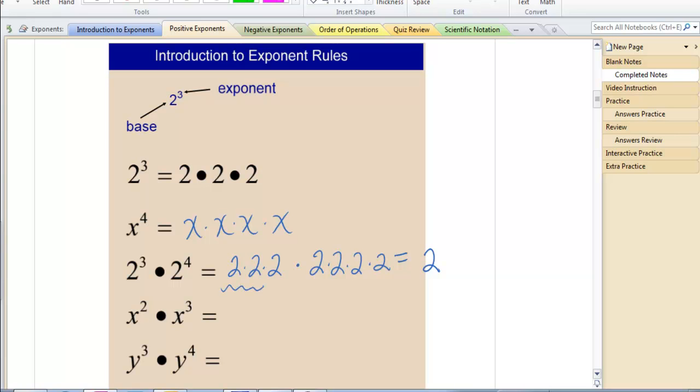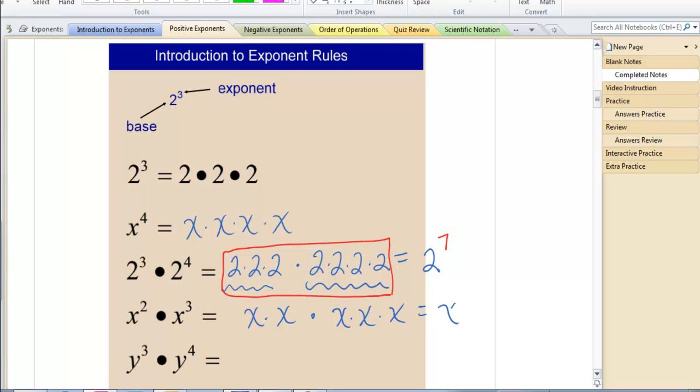What do you think? If this represents 3 2's and this represents 4 2's, what exponent is going to represent all of those 2's? If you think it's 1, 2, 3, 4, 5, 6, 7, you are correct, because there's 7 2's being multiplied together. In the next example, we have 2 x's times 3 x's. How many x's are being multiplied all together? If you think it's 1, 2, 3, 4, 5, you are correct. So this is actually x to the fifth.